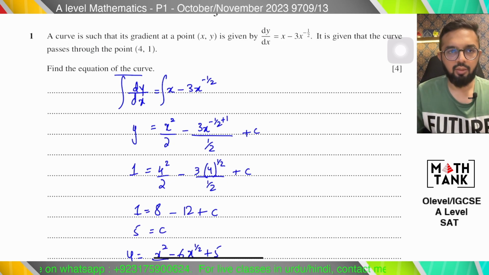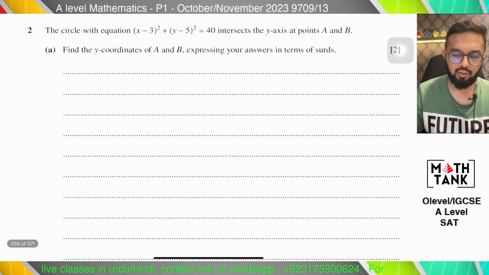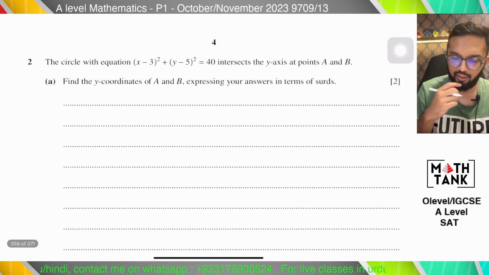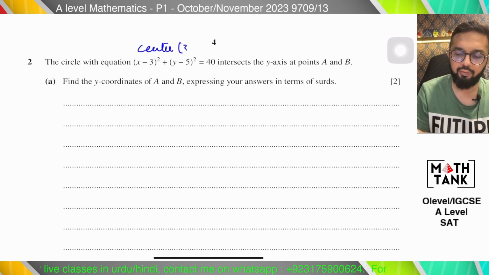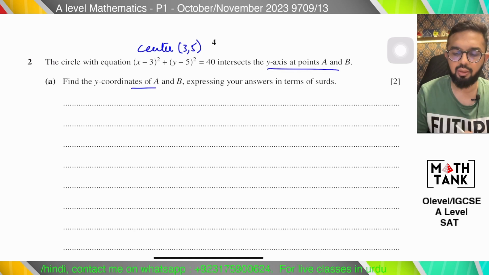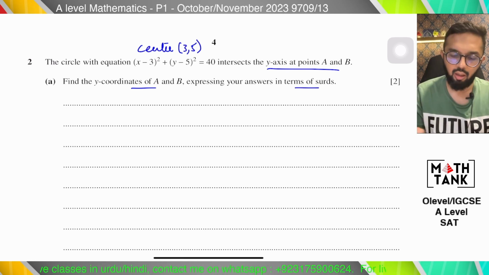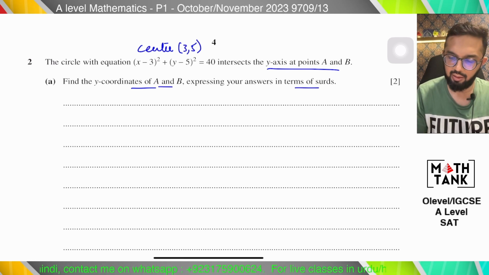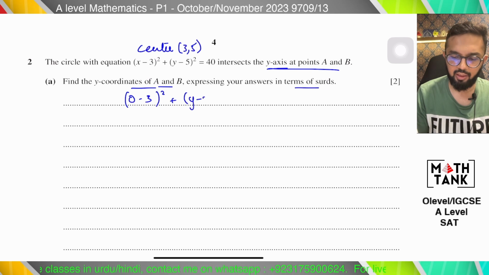Let's move on to the next question and see what that is. It says a circle with equation x minus 3 whole squared plus y minus 5 whole squared equals 40. So the center is 3 comma 5. It intersects the y-axis at the points A and B. Find the coordinates of A and B, expressing your answers in terms of surds. So I'm asking you to express in terms of roots. For the y coordinates of A and B, it intersects the y-axis, so I can say that x is 0. I'm trying to find the y-intercepts.